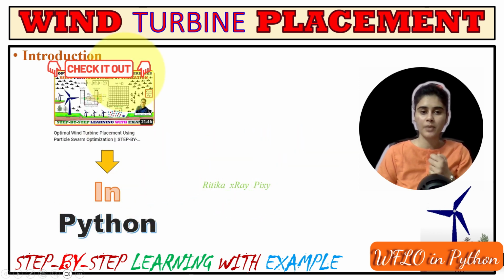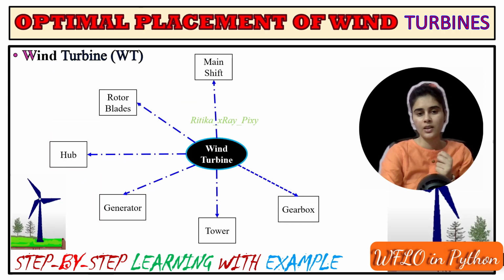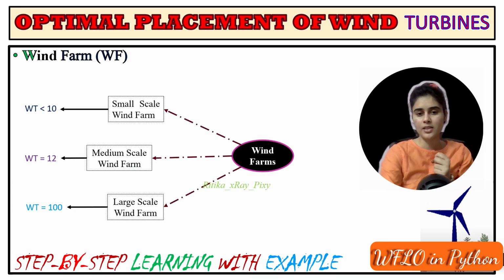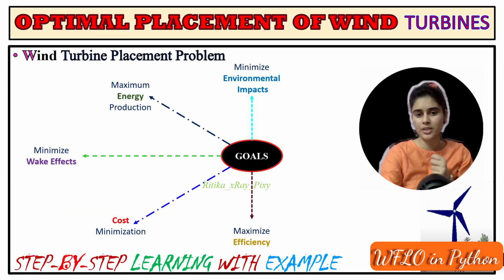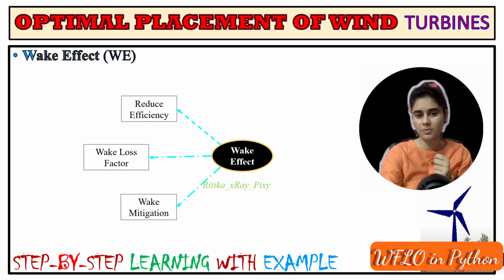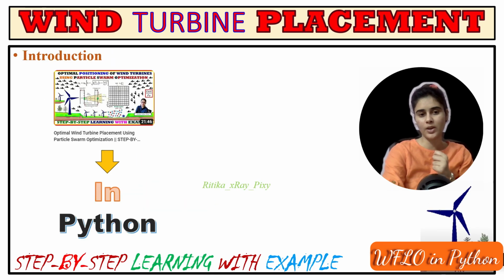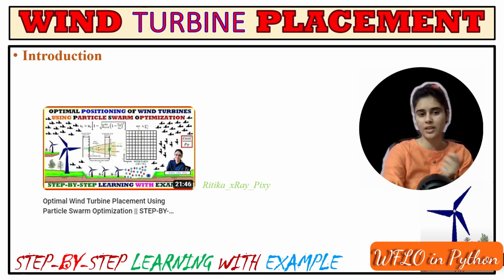Right now we will implement this problem in Python, that is the optimal placement of wind turbines using particle swarm optimization algorithm. So first we will discuss the key points about this problem. After that we will start the implementation part. For more detail you can check this video.